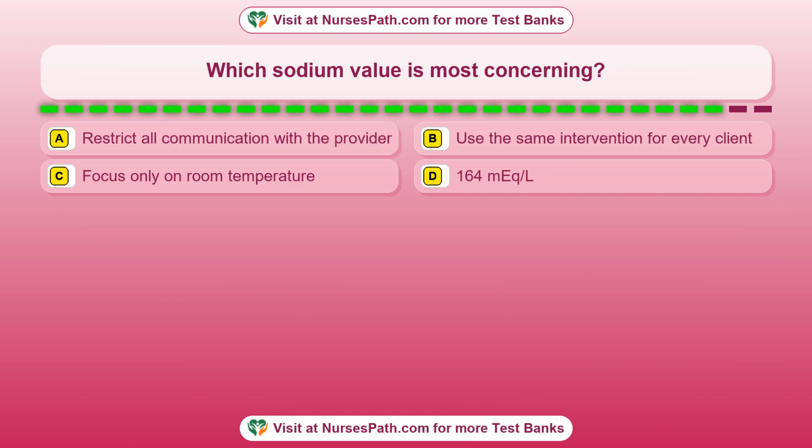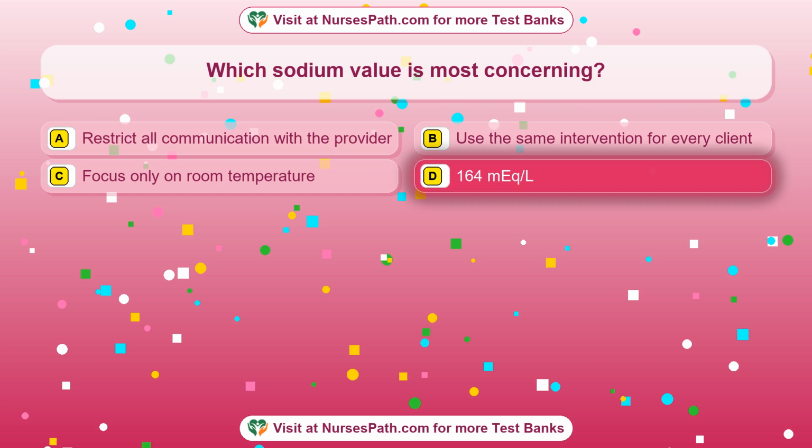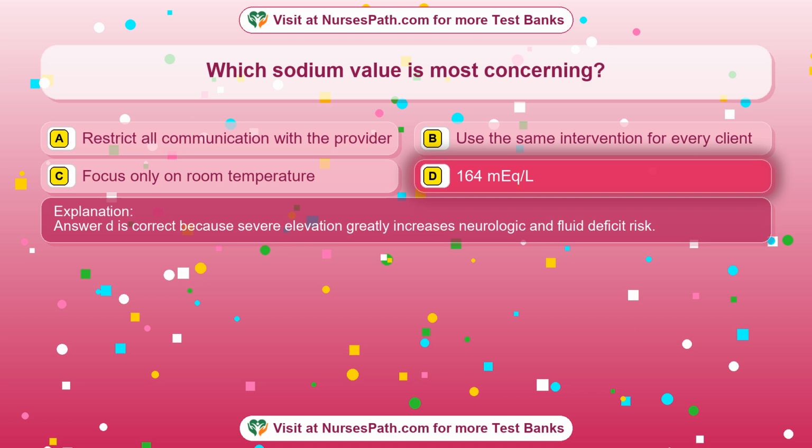Question 20. Which sodium value is most concerning? Option A. Restrict all communication with the provider. Option B. Use the same intervention for every client. Option C. Focus only on room temperature. Option D. 164 milliequivalent/L. The correct answer is option D. 164 milliequivalent/L. Answer D is correct because severe elevation greatly increases neurologic and fluid deficit risk.